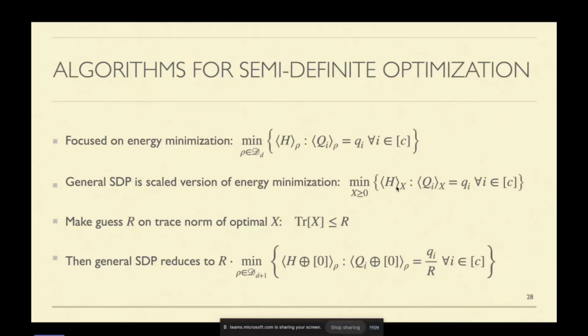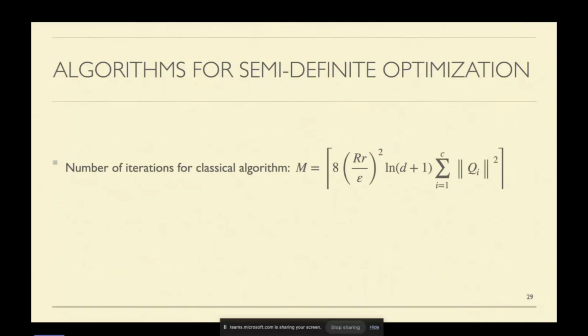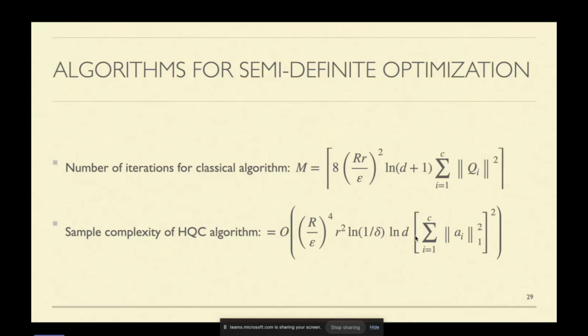And so when we divide by R, we multiply by R as well, and then we'll get the same value of the objective function. This reasoning allows us to reduce a general SDP to energy minimization, where this is an energy minimization problem. And what we do is we just multiply the optimal value by R at the end. So when we do that, in order to have an overall error of epsilon, we need to solve this energy minimization problem to error epsilon divided by R, okay? That will be reflected in the runtime of the algorithm. If we simply plug into the expressions from before, replacing epsilon with epsilon over big R, we get this number of iterations needed for the classical algorithm, and this sample complexity of the quantum algorithm.